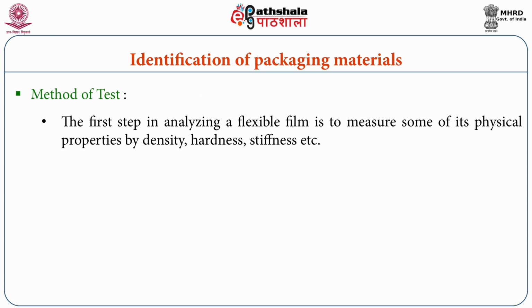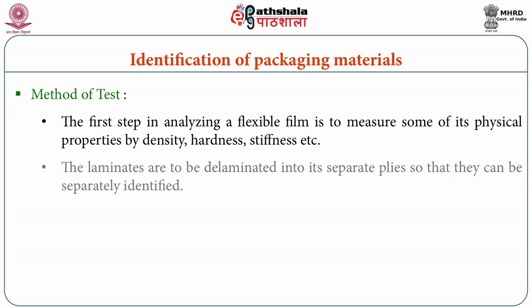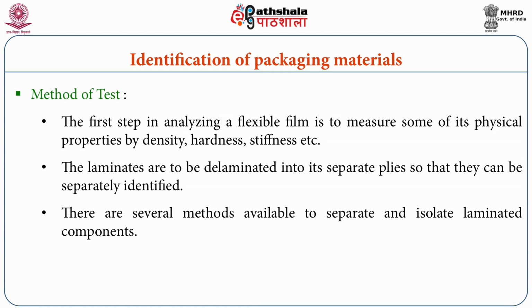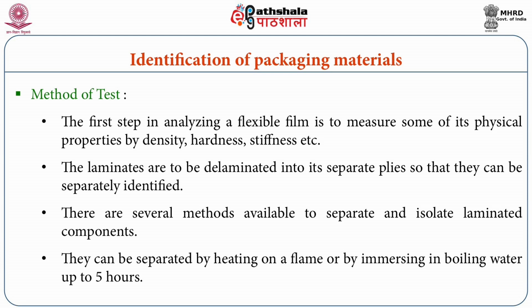For identification of film, the first step in analyzing flexible film is to measure some of its physical properties like density, hardness, stiffness, etc. The laminates are to be separated into their separate plies so that they can be separately identified. There are several methods available to separate and isolate laminated components. They can be separated by heating on a flame or by immersing in boiling water for up to 5 hours.